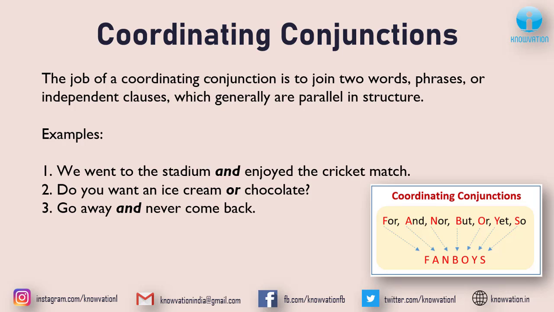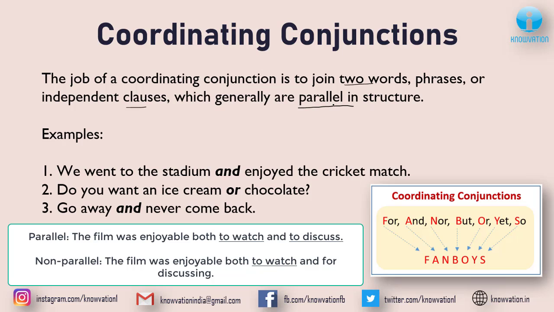So the job of a coordinating conjunction is to join two words, phrases or independent clauses which generally are parallel in structure. So जो भी clauses parallel होते हैं structure में, उनके लिए हम coordinating conjunctions का use करते हैं. अब structure parallel होने का मतलब क्या है दोस्तों? Basically जो आपकी clauses हैं, they should be in the same grammatical structure or in the same tenses. So I'll give an example and you'll be able to understand it better.